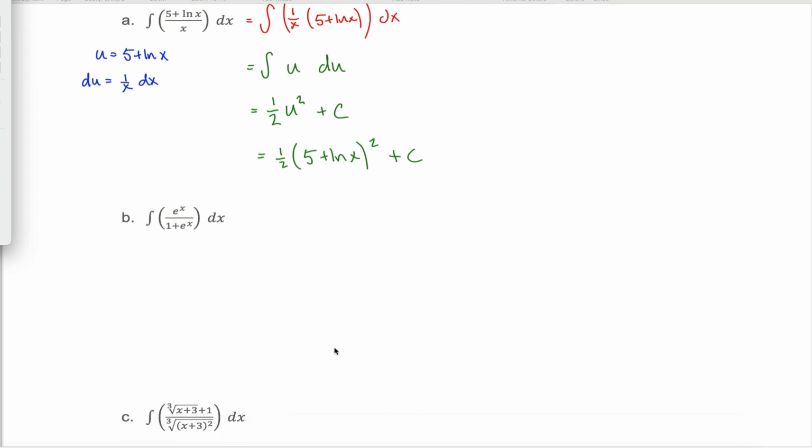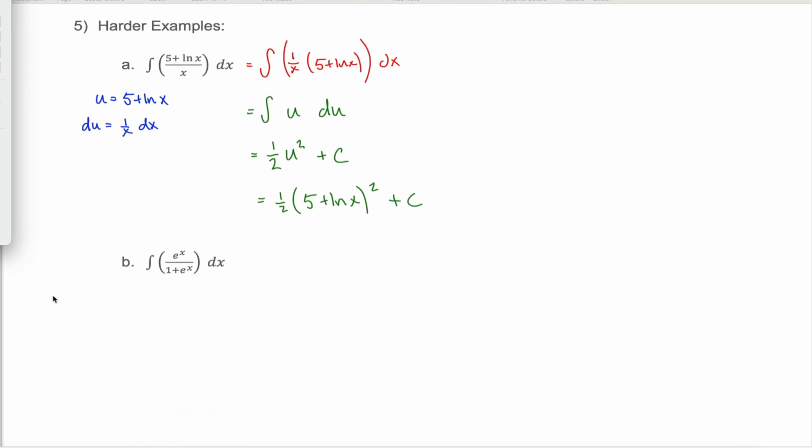This next problem is pretty tricky. I think the substitution that you're going to want to use on this next one is you're going to want to make u equal to 1 plus e to the x. How do I know u should be equal to 1 plus e to the x?